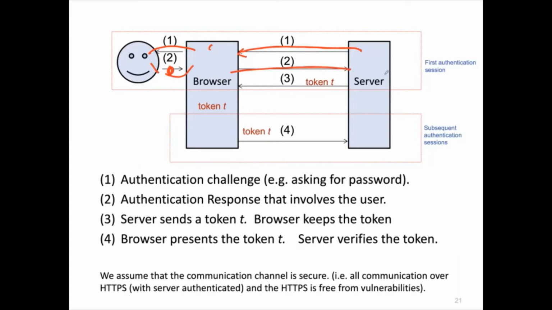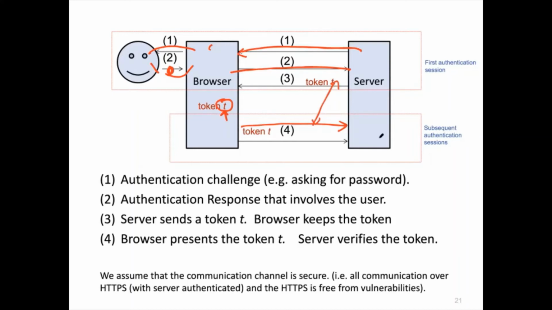Subsequently, when the user wants to log in, the browser knows that it has a token. The browser will immediately send the token over. After the server receives the token, it knows that this user is authentic. These two are the same. Then the server will not ask the user to log in again. By doing so, we save the user the trouble of logging in. That's why it's named single sign-on.